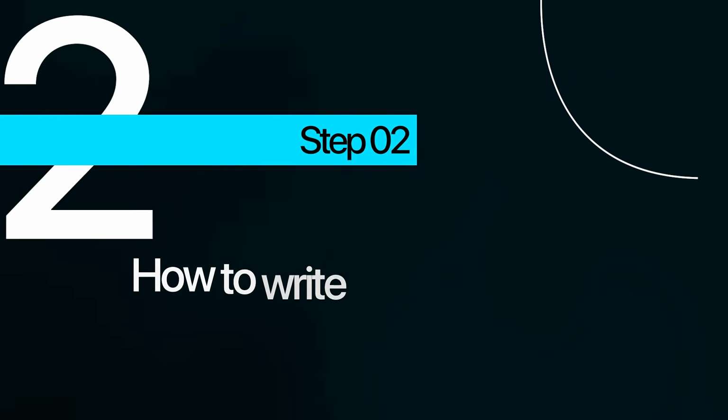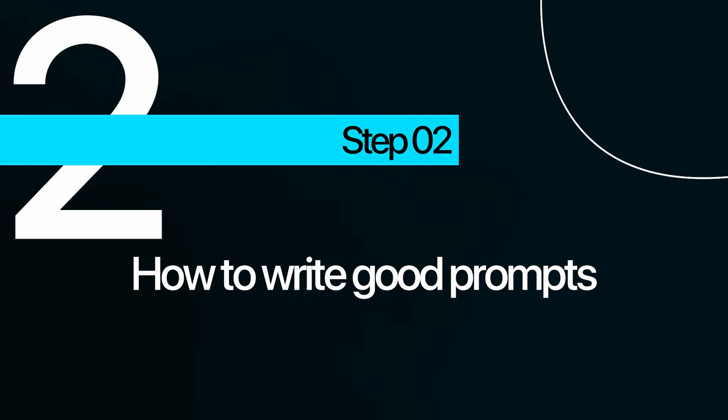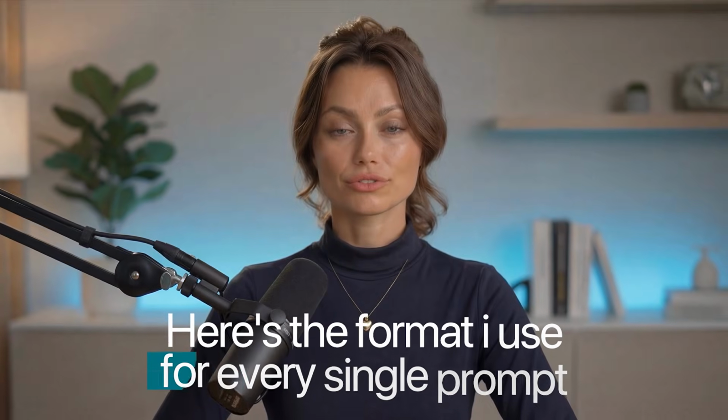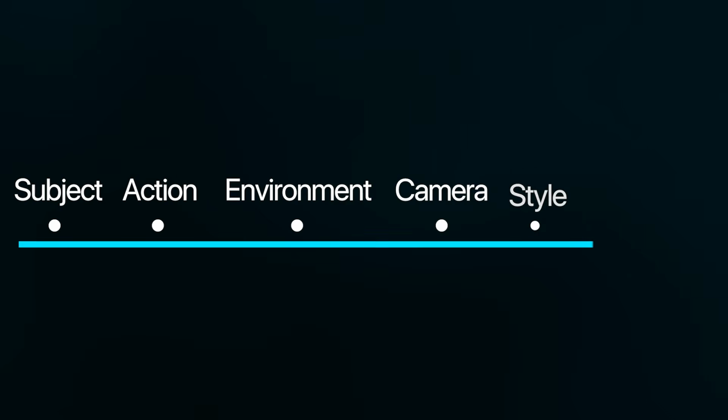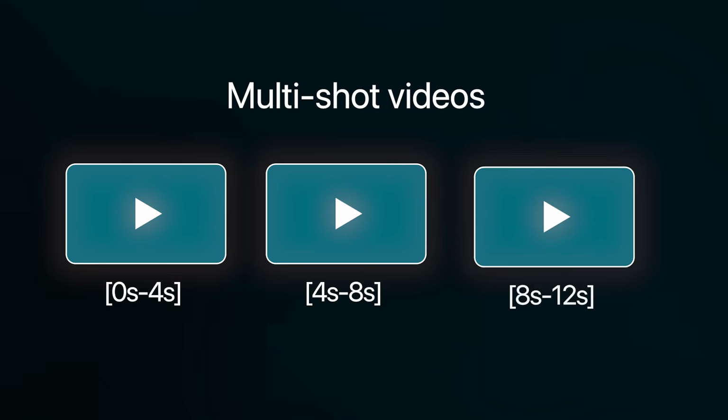Now, let's talk about how to write good prompts. This is the part most people get wrong. And it's not complicated. It just needs to be structured. Here's the format I use for every single prompt. Subject, action, environment, camera, style, constraints. And for multi-shot videos, you add timestamps on top of that. 0 to 4 seconds, 4 to 8 seconds, 8 to 12 seconds.